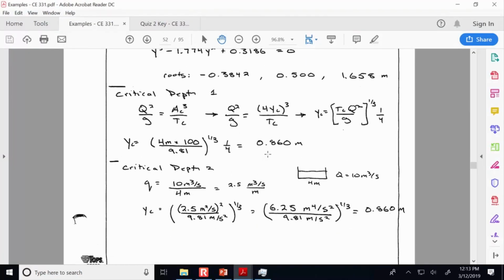So you can find the critical depth either according to the full-blown formula that will work for any kind of shape, but a lot of the time the problems that you're going to solve assume a rectangular geometry, and so if it's rectangular geometry you can use the simplified approach based on the flow per unit width.